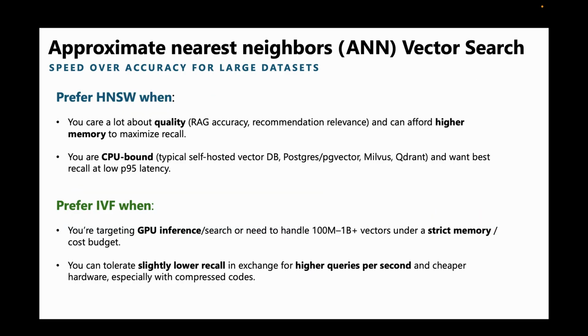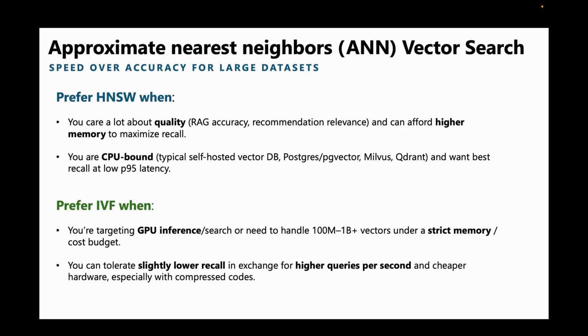So, how can you pick between HNSW and IVF? HNSW excels in speed and precision. You should prefer HNSW when high quality results are critical and you can afford high memory usage. HNSW performs particularly well in CPU bound environments. Therefore, it can be a good choice of algorithm when self hosting a vector database in a CPU server.